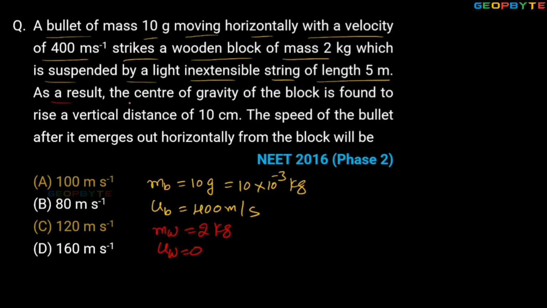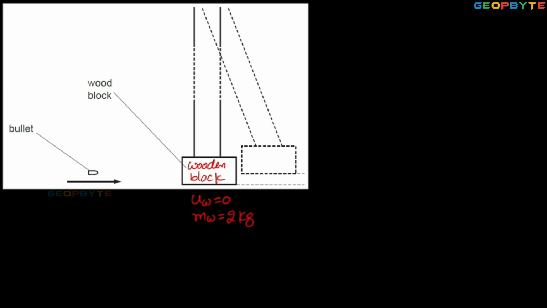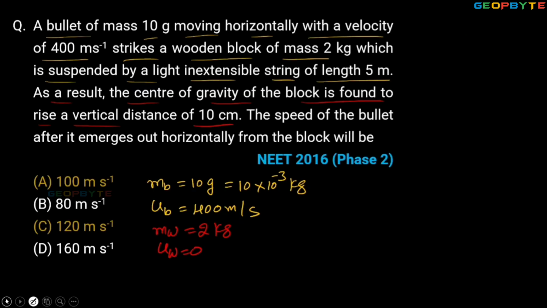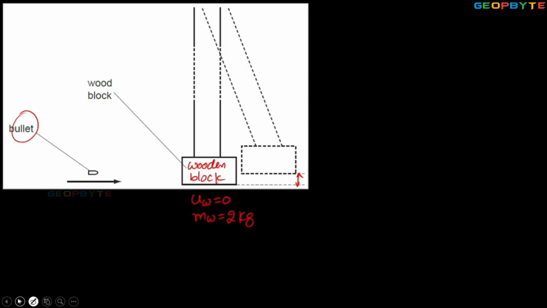As a result, the center of gravity of the block is found to be rising to a vertical distance of 10 centimeters because of the bullet hitting, because of the bullet force. Look at the bullet. Because of the bullet, the wooden block center of gravity shifting through what distance? 10 centimeters. This is the 10 centimeters. This I am writing as h.